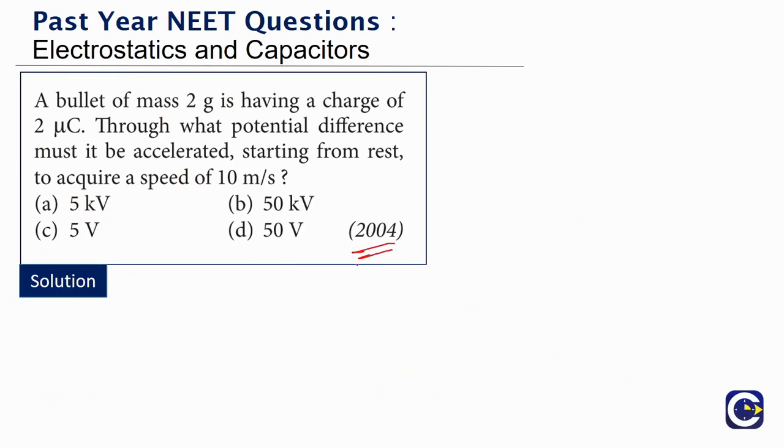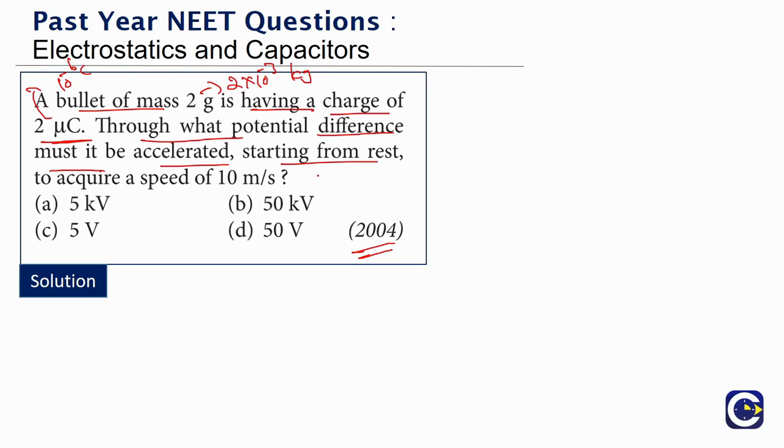Next we have a question that has come in 2004. A bullet having mass 2 grams is having a charge of 2 microcoulombs. Micro means what? 10 power minus 6. 2 grams means what? 2 into 10 power minus 3 kg in terms of the SI unit. Through what potential difference must it be accelerated starting from rest?